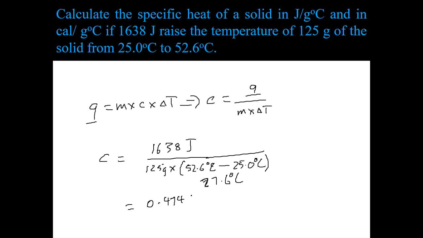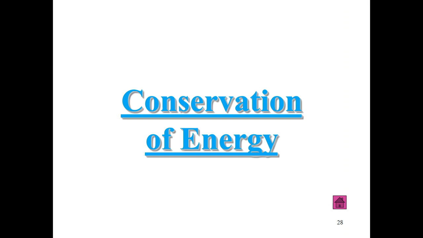0.474, and the units would be joules divided by grams degrees Celsius. And that's how you do that. All right, so that's pretty straightforward. You just rearrange the equation to get what the question is asking for, which is a specific heat, and then you simply plug the numbers in for Q, m, and the two temperatures to find delta T, and you get your result.